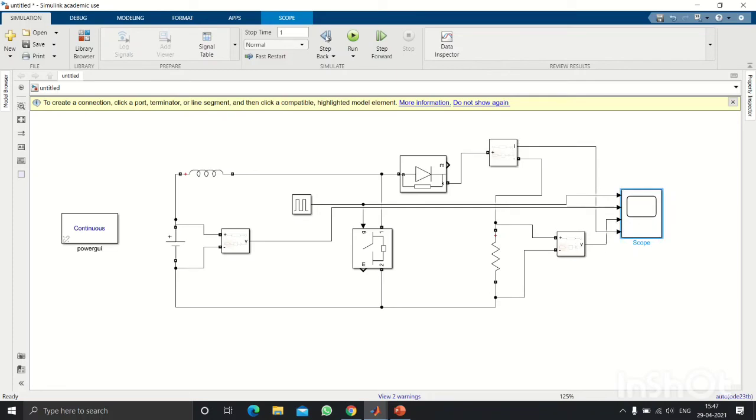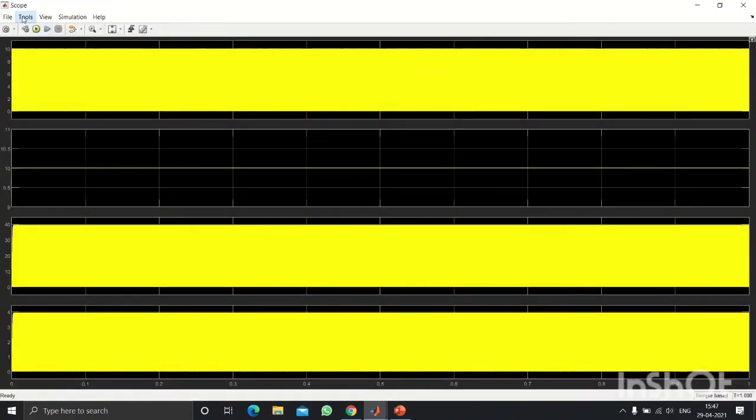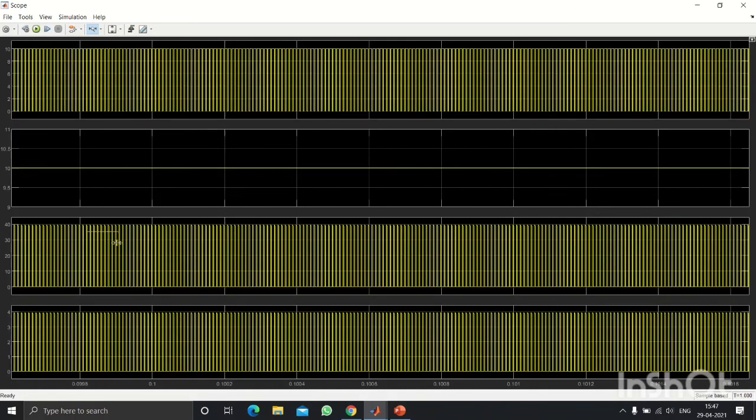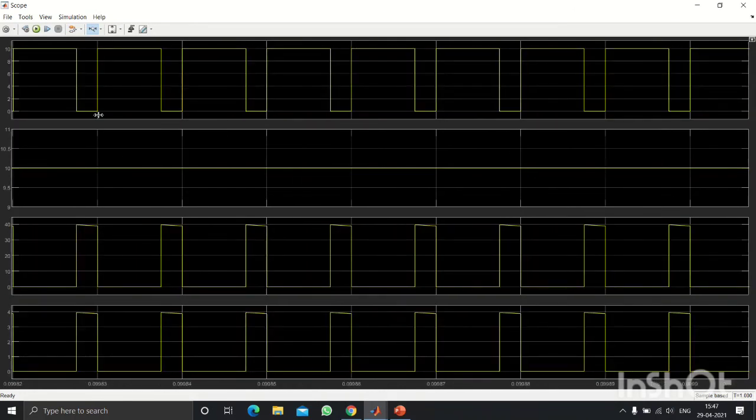Since it is a resistive load, the output voltage and current will be in the same phase. So we are running the program for 1 second, and we are opening the scope after 1 second. So now we can see the waveform. We can zoom in. Now I am zooming X, so we can see the gating pulse.